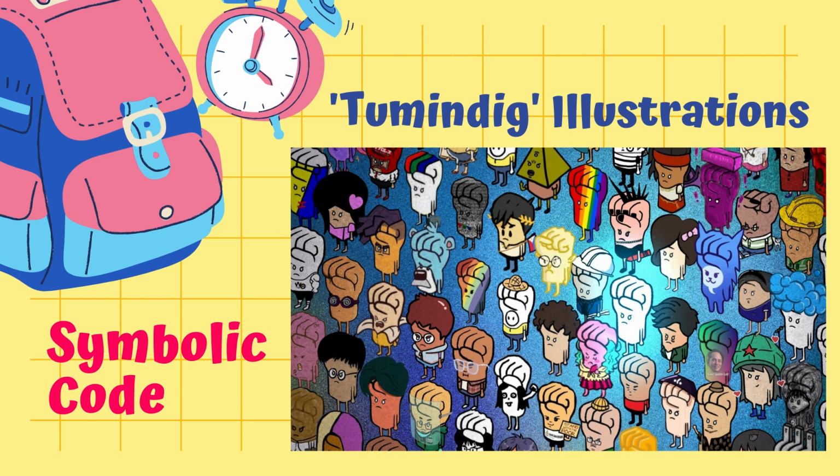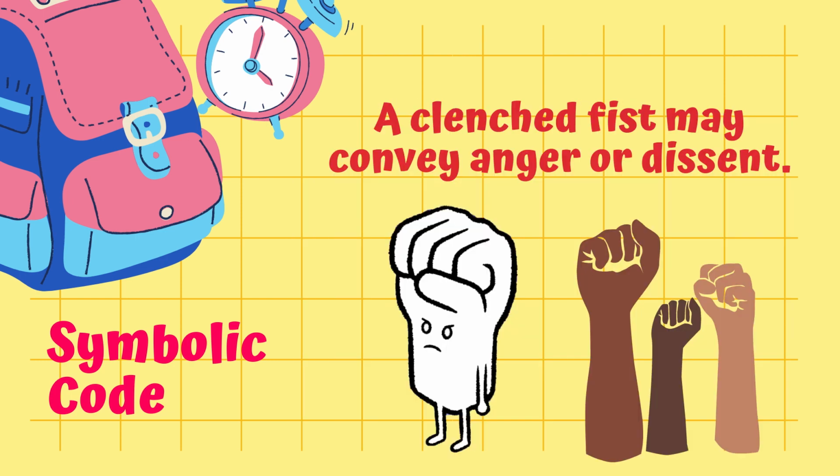Here's another example. You might already be familiar with this. Naging viral itong illustrations recently. From here, we could say that a clenched fist may convey anger or dissent.